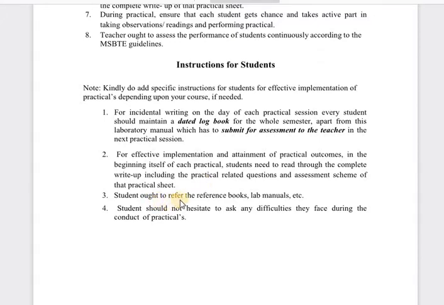Students ought to refer to the reference books and lab manuals. And last, students should not hesitate to ask about any difficulties they face during the conduct of practicals. So this is an online practical session. If you have any problems, you can easily ask me. Okay.